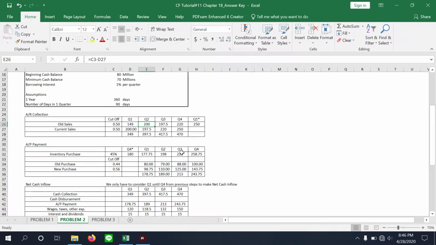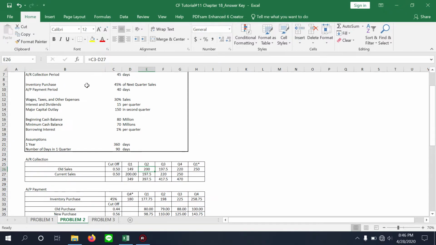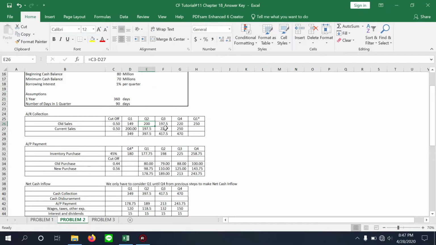Next, we will be doing the inventory purchase. Basically, inventory will be ordered a quarter before. That's the reason why we need to know what amount is ordered in quarter four. Inventory purchase is 45% of sales. You can see from the information given, 45% of next quarter sales.